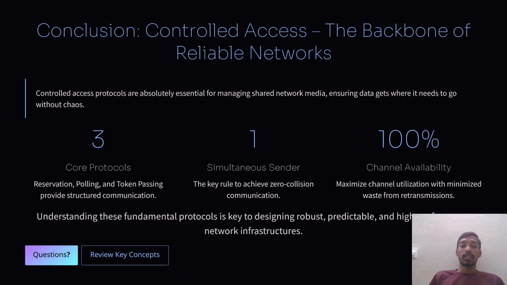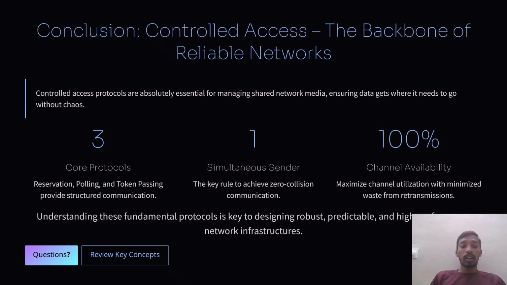Simultaneous senders: the key result is zero collisions in communications. Simultaneous senders are zero, achieving zero collisions. Only one sender transmits at a time, which is the key role of controlled access as the backbone of a reliable network.